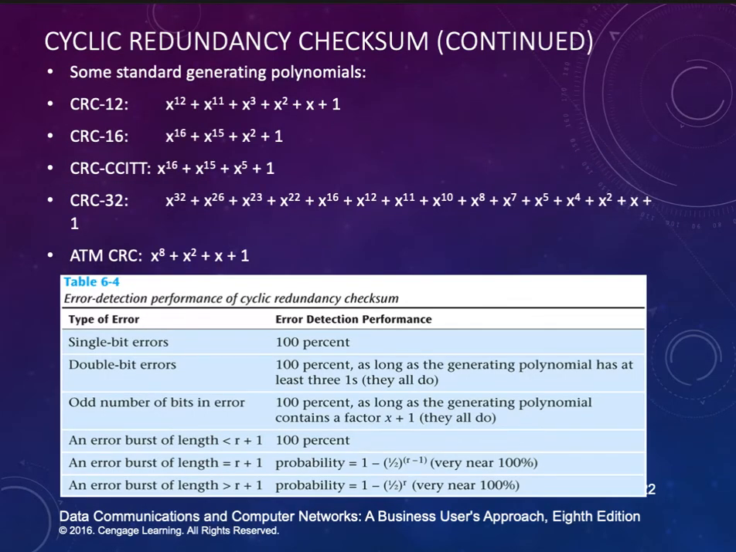Here, for example, we have the polynomial CRC12, 16, CCITT 32.1, and ATM. So for a single bit, it's 100% error detection performance, all the way to an error burst of length less than r plus 1.